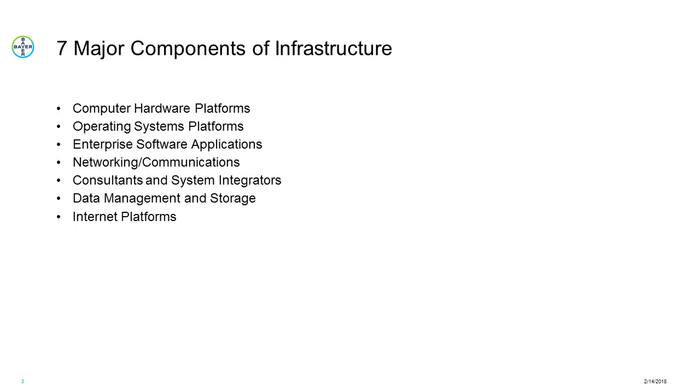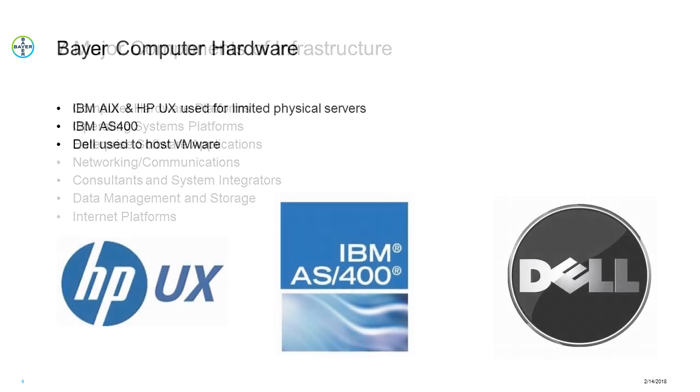With that being said, there are 7 major components of infrastructure: computing hardware platforms, operating system platforms, enterprise software applications, networks and communications, consultants and system integrators, data management and storage, and finally, internet platforms.